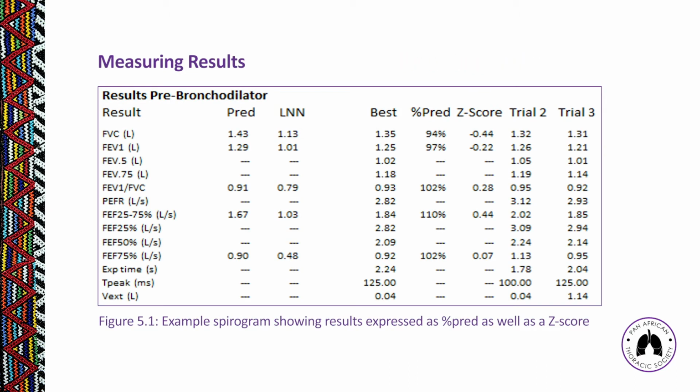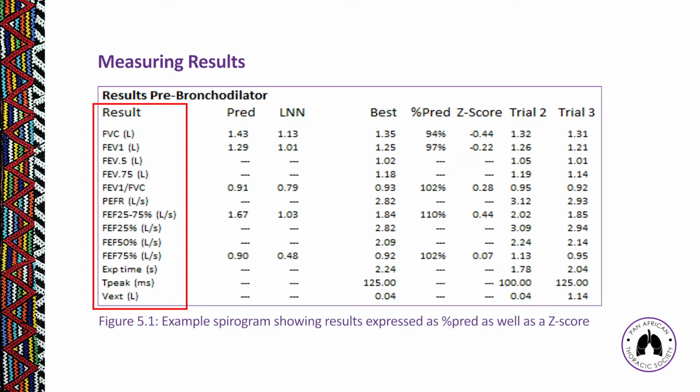So in figure 5.1, which is an example spirogram showing the results expressed as a percentage of predicted as well as a Z-score, what you can see in the first left-hand column is the measurements of spirometry.